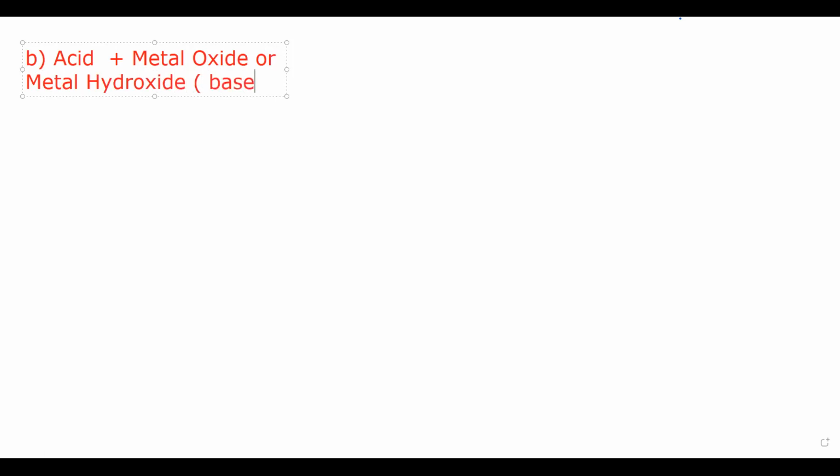The second reaction for acid: when any acid reacts with metal oxide or metal hydroxide, which is known as a base. Metal oxide is known as an insoluble base. This is a name used for metal oxide.